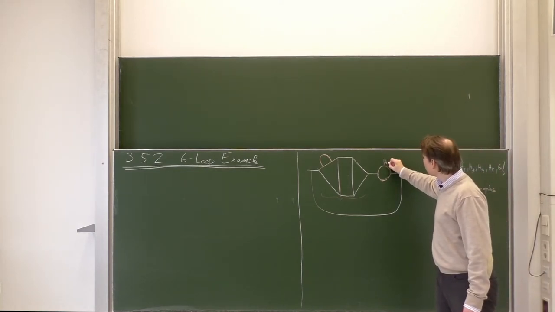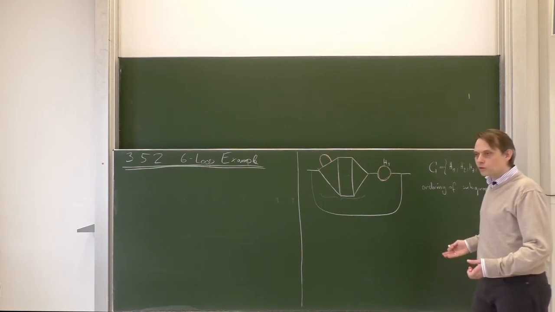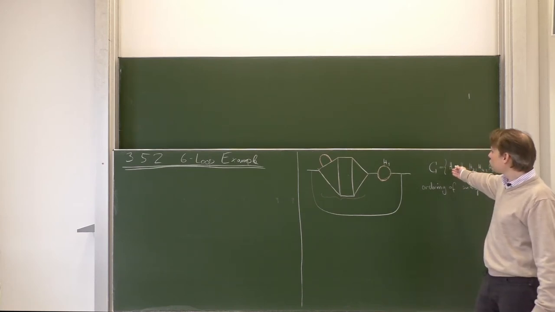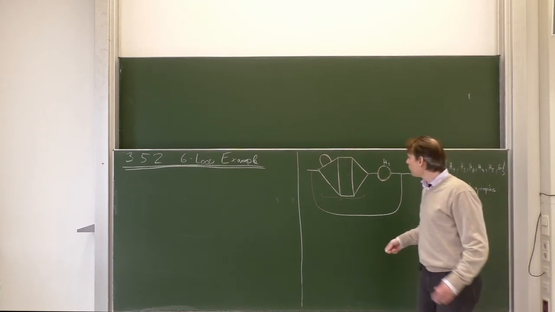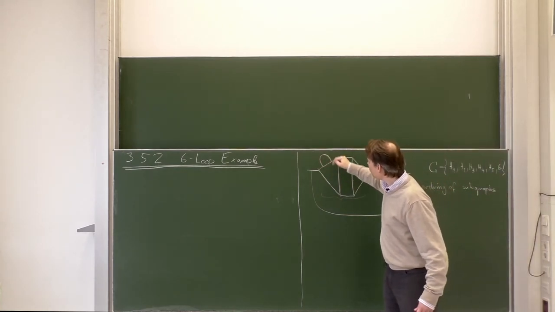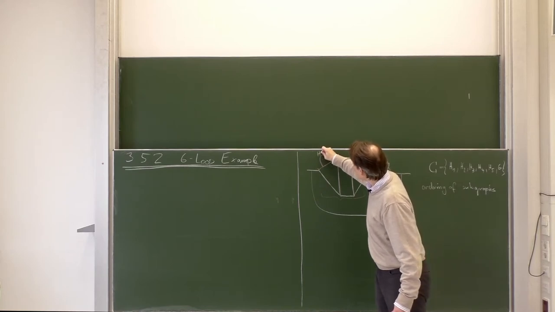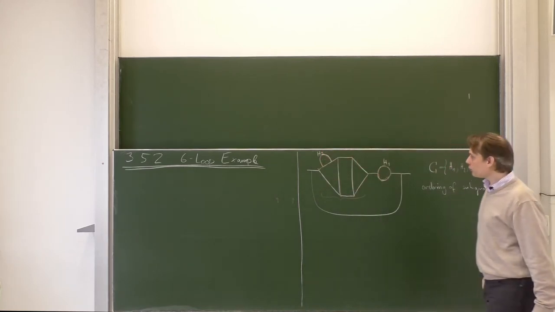Let us start with this subgraph H1 here that goes for itself, and it should be the first one which appears in our product of the T's. Then this second one-loop subdiagram, H2, should be the second.